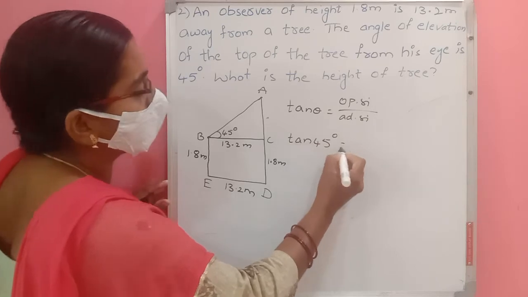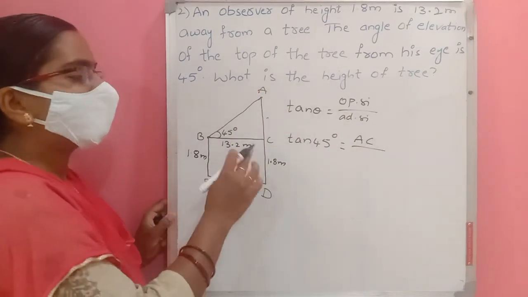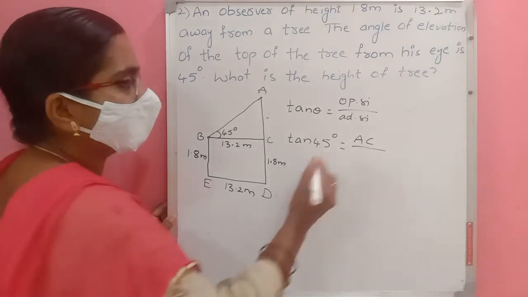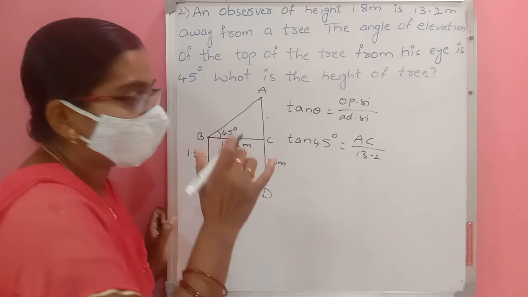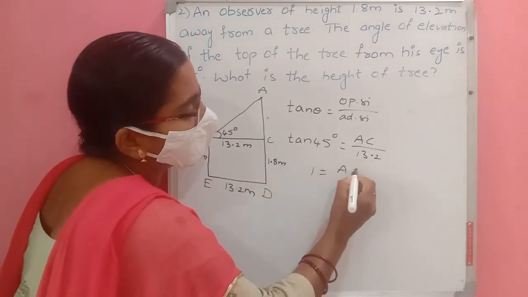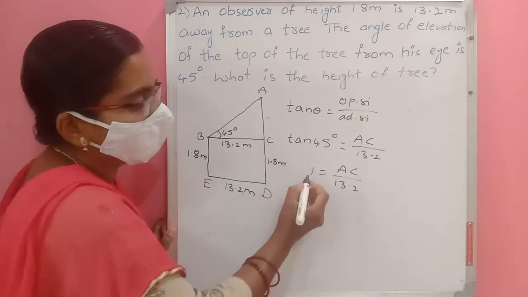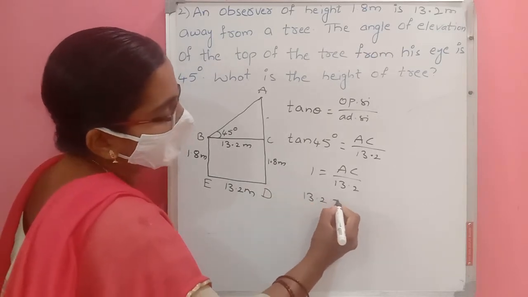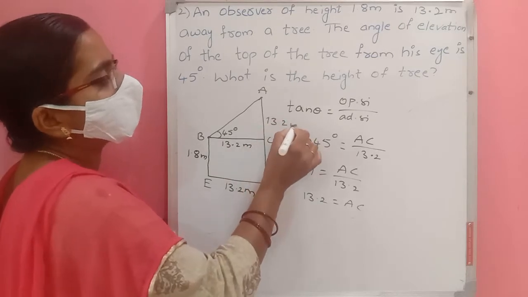Tan 45 is equal to the opposite side AC, which we don't know, so write it as AC, by the adjacent side BC, which is 13.2. What is the tan 45 value? 1. So 1 is equal to AC by 13.2. Transposing 13.2, 13.2 into 1 is 13.2, which is equal to AC. Therefore, AC is 13.2 meters.